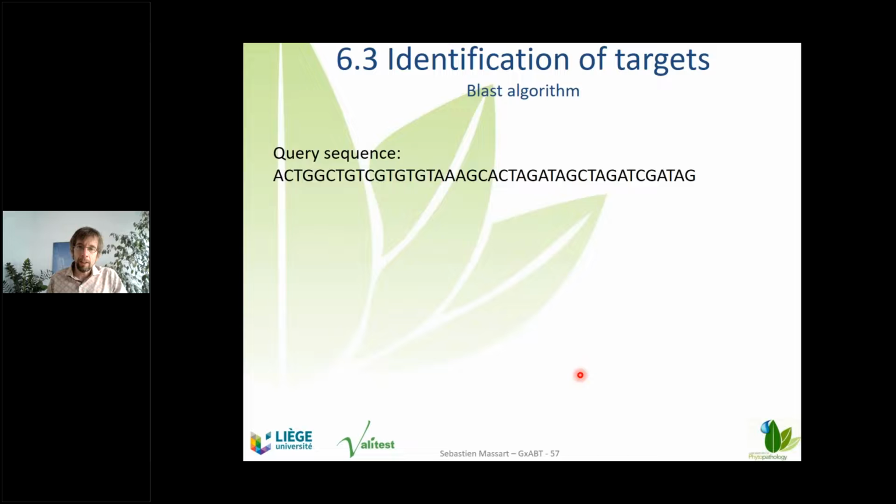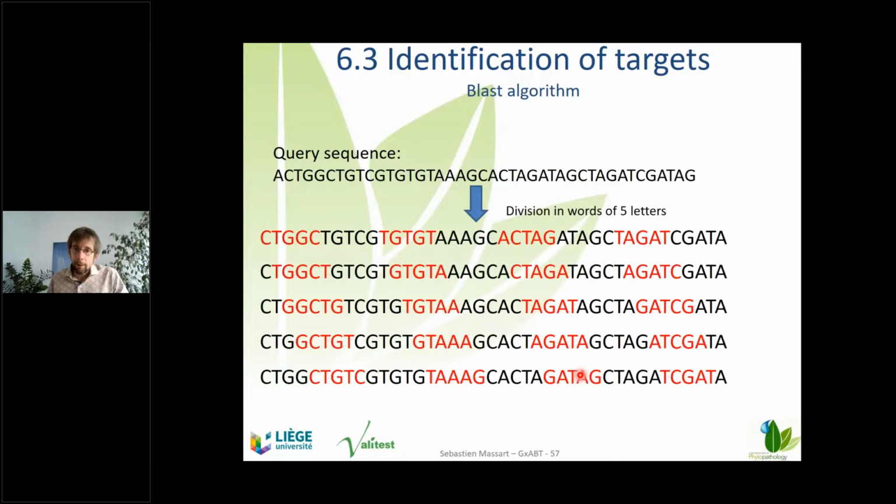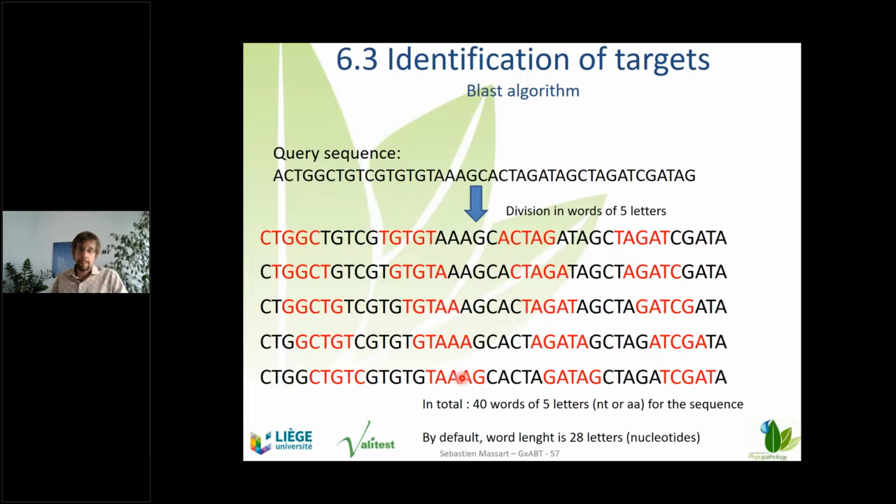What is happening with the BLAST algorithm? Here is the sequence generated, either a single read or a contig. The BLAST algorithm will cut the sequence into words of 5 letters here, for example. You see all these words of 5 letters, which means that from my sequence I have 40 different words of 5 letters. It can be nucleic acid, but also amino acid. By default, if you use NCBI, it's 28 letters, but here we make the example of 5 letters.